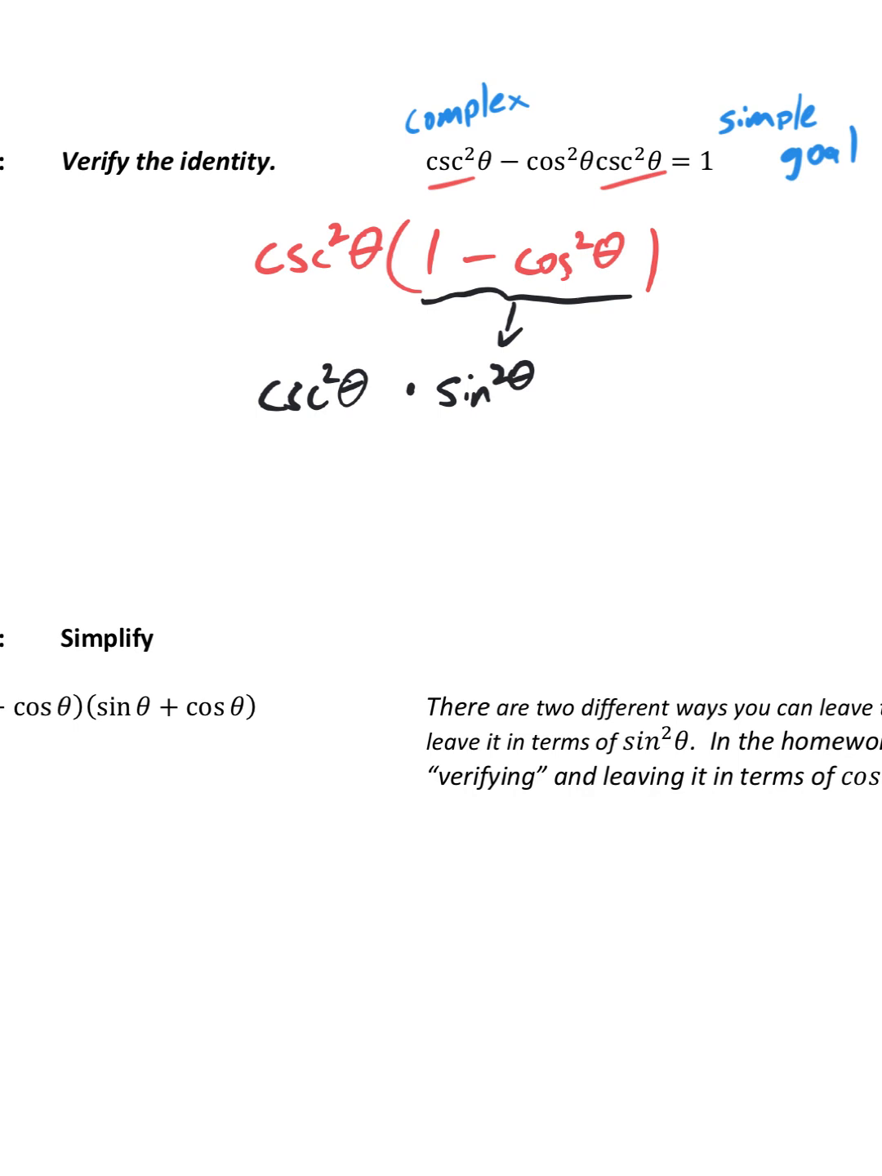So cosecant squared theta and sine squared theta are actually reciprocals of each other. So I'll just turn this one into 1 over sine squared. Again, it's always a good idea to make things into sines and cosines. So you can already see what's happening. These sine squareds are going to cancel out. I'm left with just 1. That was my goal all along, and we got there.